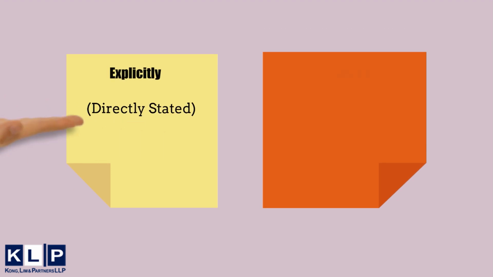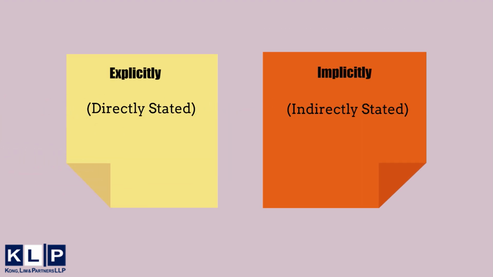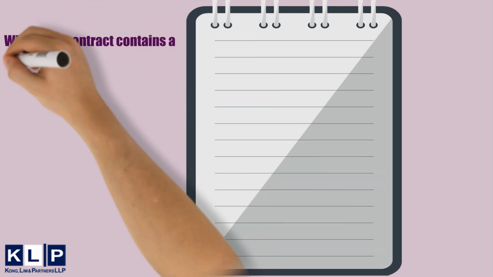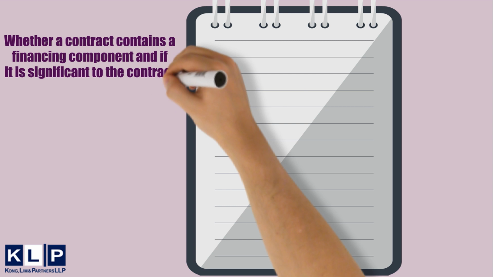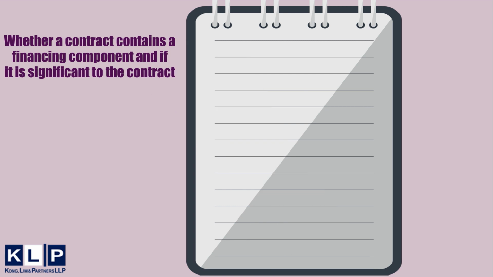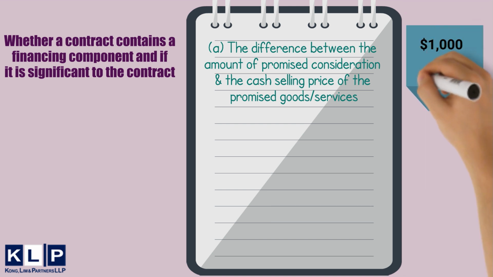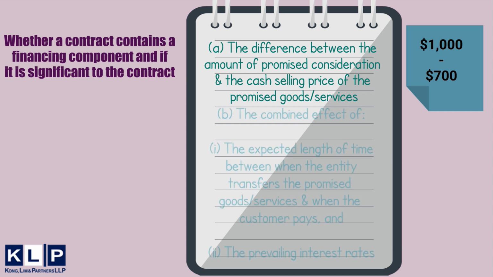The significant financing component may exist regardless of whether the promise of financing is explicitly or implicitly stated in the contract. An entity shall assess whether a contract contains a financing component and whether that financing component is significant to the contract by determining both of the following. A. The difference, if any, between the amount of promised consideration and the cash selling price of the promised goods or services, and B. The combined effect of both of the following.